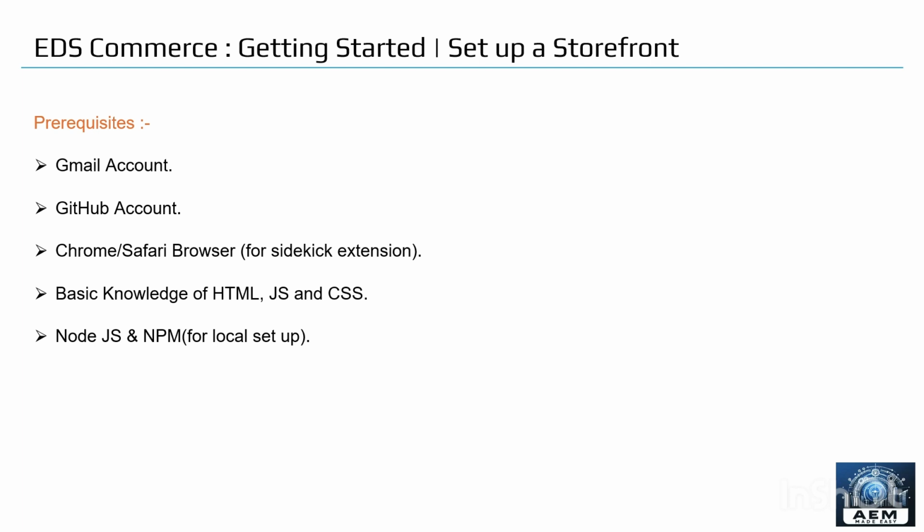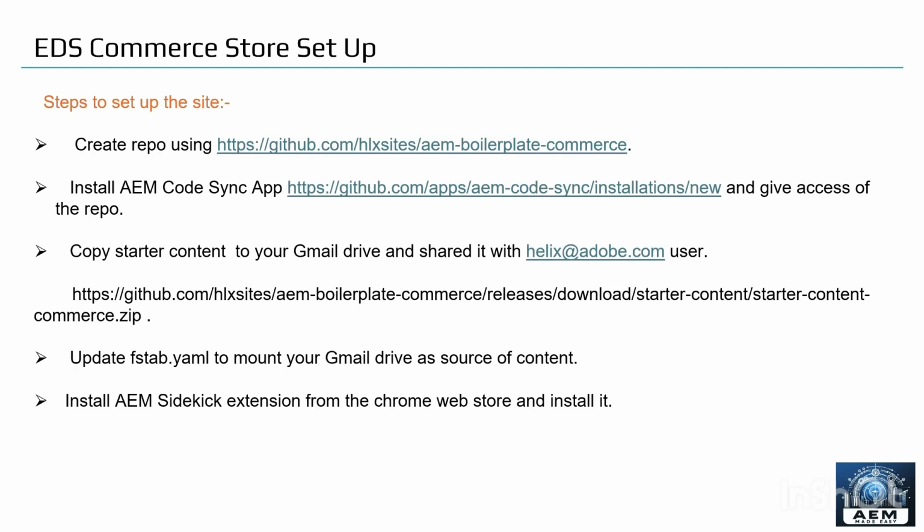So I'll quickly move to the next slide. These are some of the high level steps that we need to follow. Basically, you need to create your repo using this Adobe Commerce Boilerplate repository. Boilerplate is like the starter code which makes you up and running very quickly. You don't have to start from scratch, as there's already some code available, and you already know about it if you have followed my EDS video.